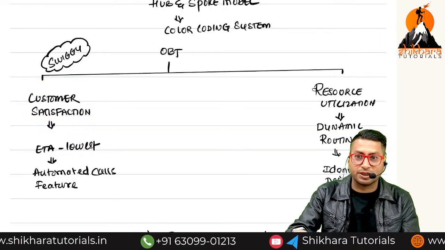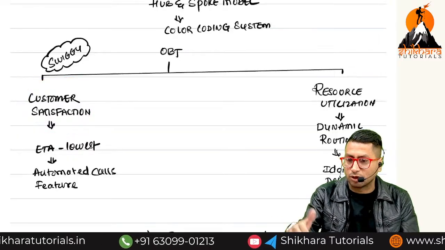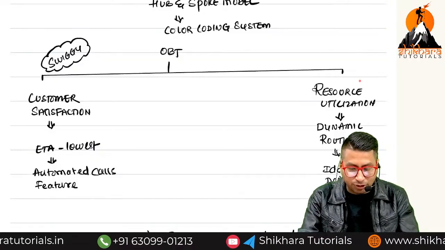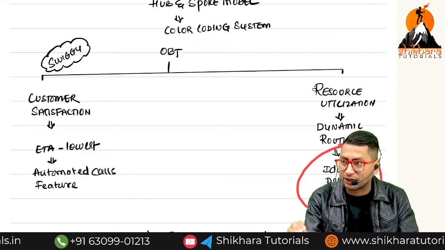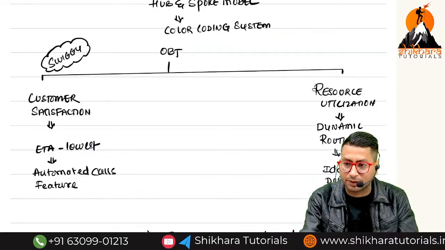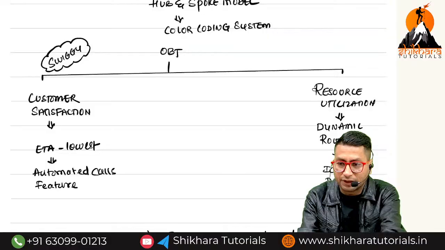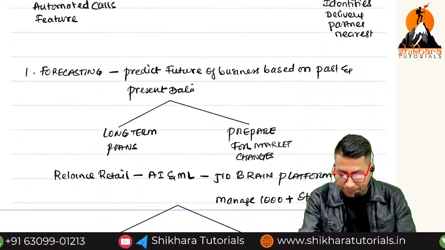Example, in Swiggy, how will the customer be satisfied? When delivery is made on time or after time? Either on time or before time. Resource utilization in Swiggy, what we have discussed, it means the delivery partner should not be sitting idle, the delivery partner should be given work.